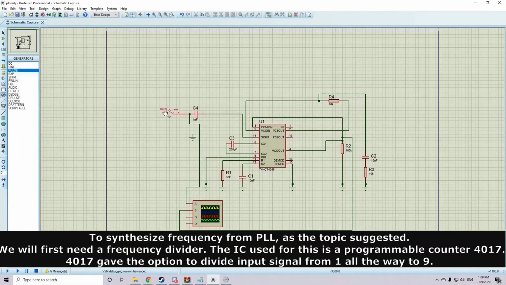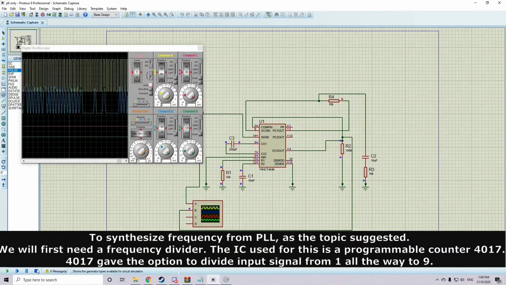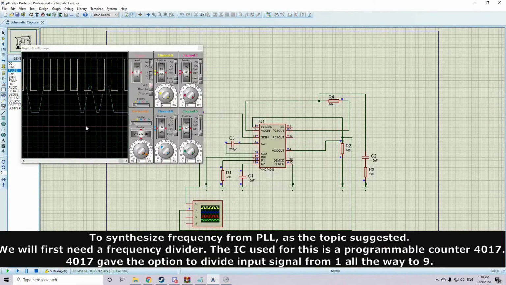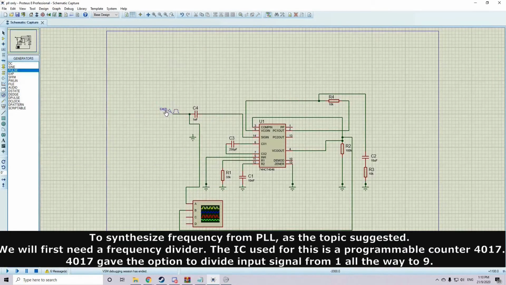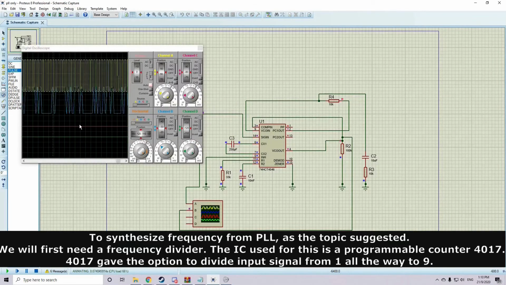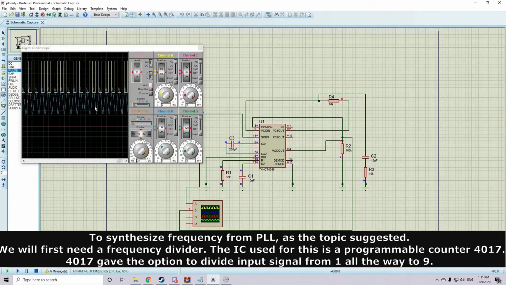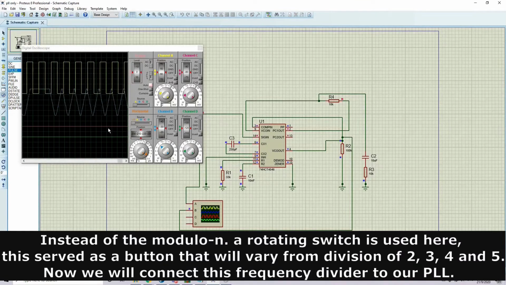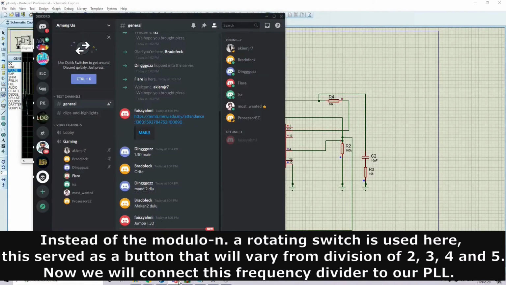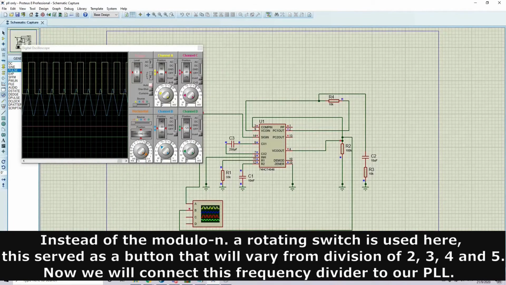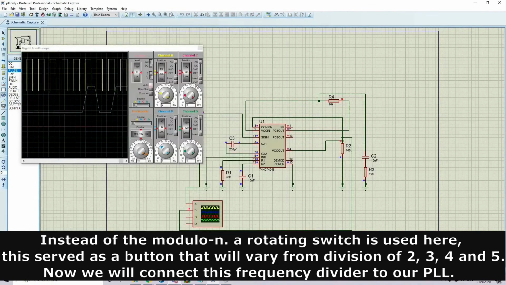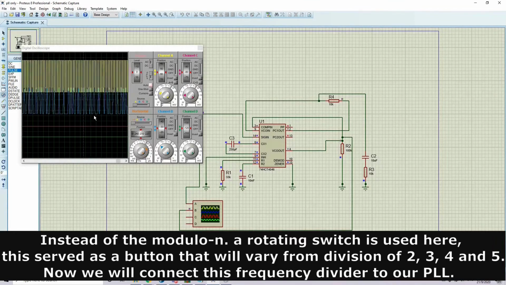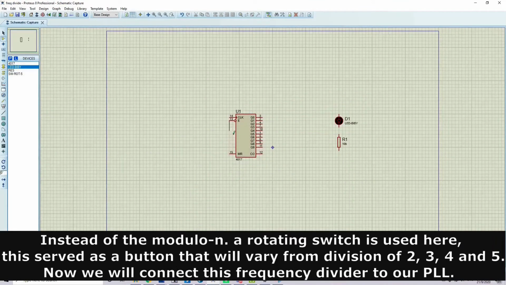To synthesize frequency from PLL, as the topic suggested, we will first need a frequency divider. The IC used for this is a programmable counter 4017. 4017 gives the option to divide the input signal from 1 all the way to 9. Instead of the modulo N, a rotating switch is used here. This serves as a button that will vary the division from 2, 3, 4, and 5. Now, we will connect this frequency divider to our PLL.